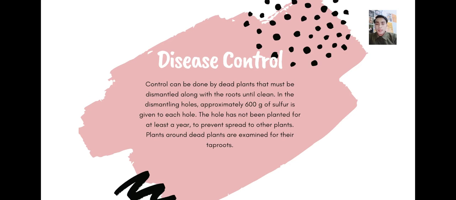Okay, next slide. The control. Control can be done by dismantling dead plants along with the roots until clean. In the dismantled holes, approximately 600 grams of sulfur is given to each hole. The hole is not planted for at least a year to prevent the spread of the disease. Plants around the affected plants are examined for the taproots.